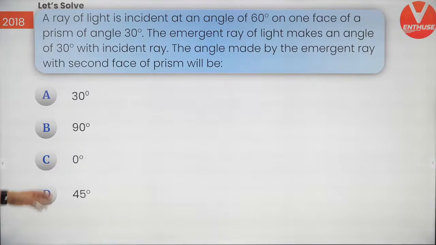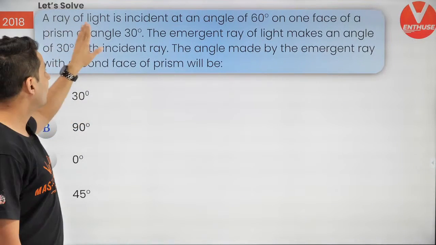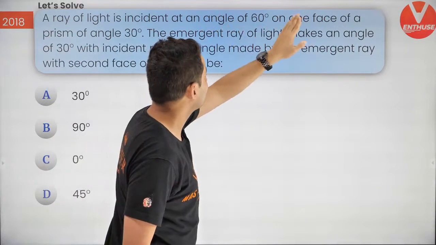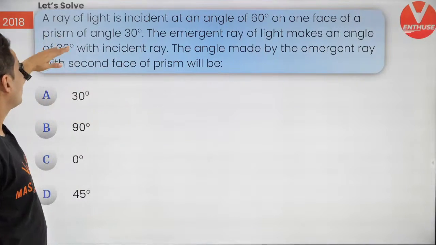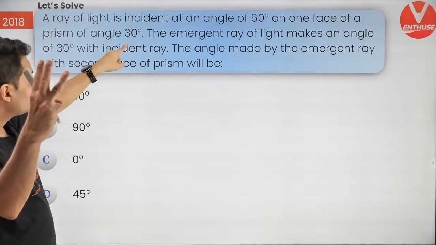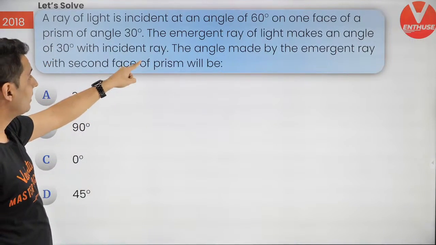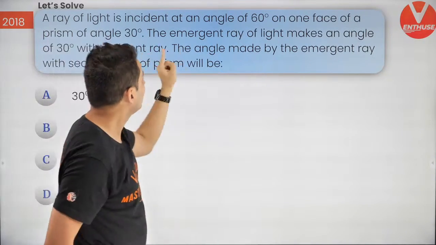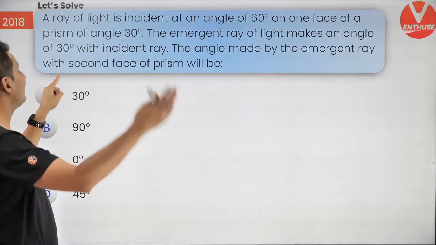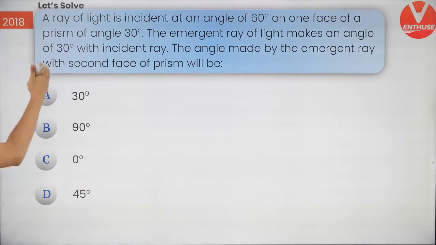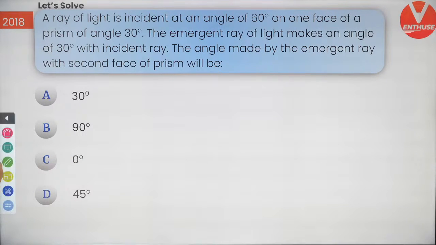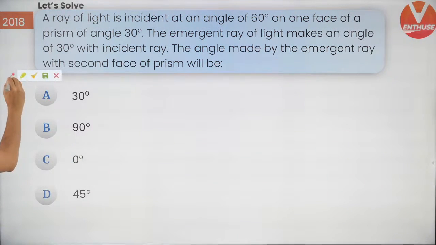Let's see how many of you get this. A 2018 question. A ray of light is incident at 60 degrees on one face and the prism angle is 30. The emergent ray makes an angle of 30 with the incident ray. Be careful. The angle made by the emergent ray with the second face of the prism will be 30, 90, 0 or 45. Let's start solving this question.